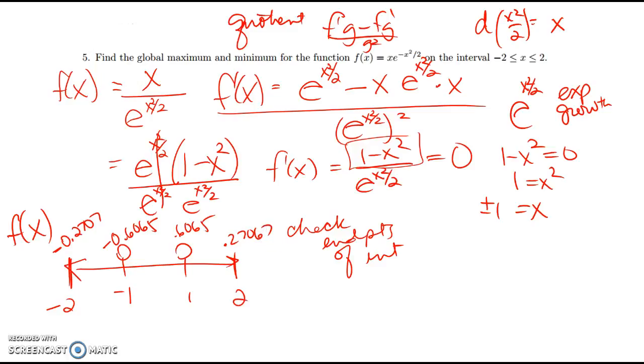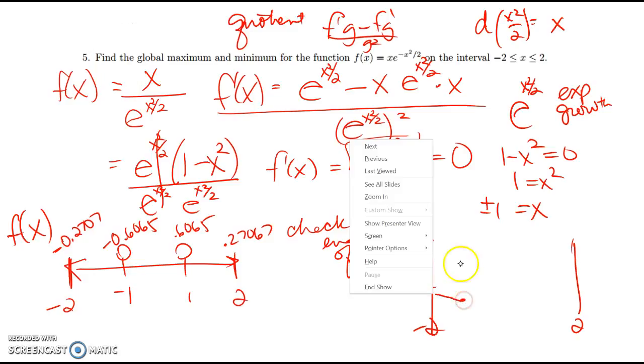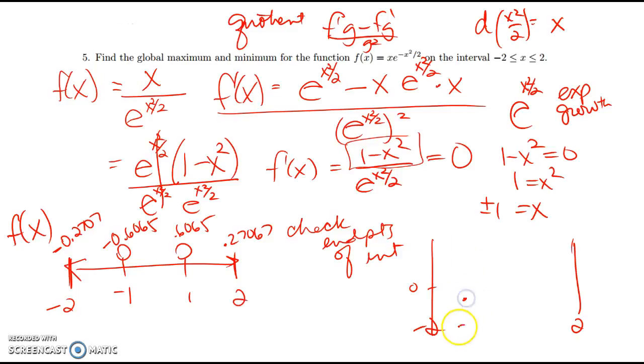So what that looks like is, here's from -2 to 2, and at 0 I'm in here, I go down a little bit at -1, and I go up a little bit at 1, and come back like this. So that means this is my global min, and this is my global max.